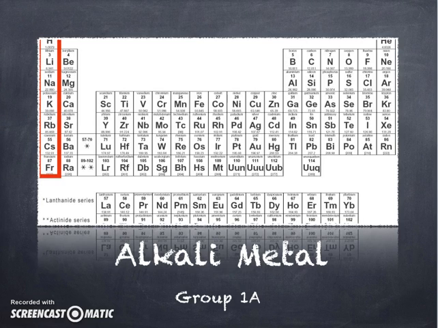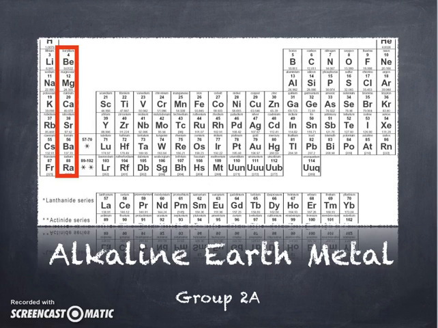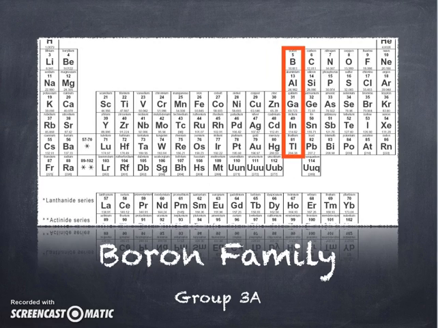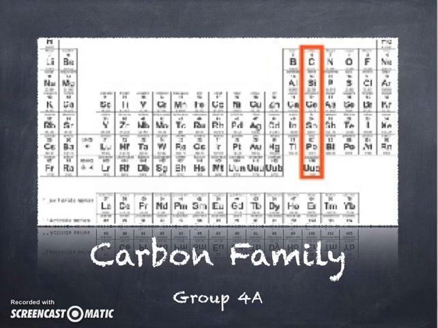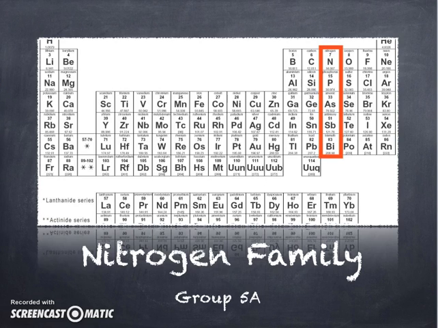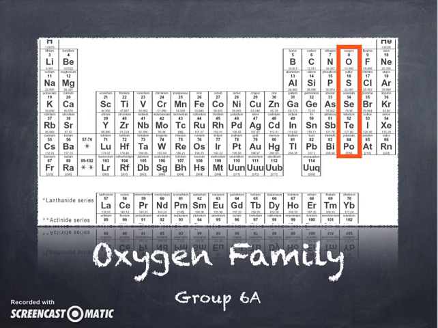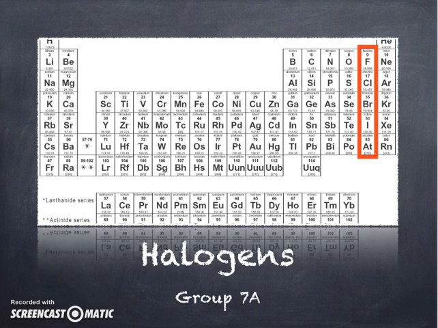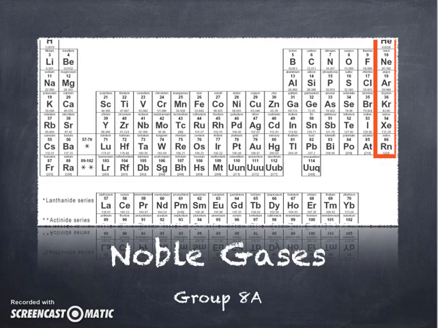The first group is group 1A, and it is the alkaline metals. Group 2A is the alkaline earth metals. Group 3A is the boron family. Group 4A is the carbon family. Group 5A is the nitrogen family. Group 6A is the oxygen family. Group 7A, the halogens, and Group 8A, the noble gases.